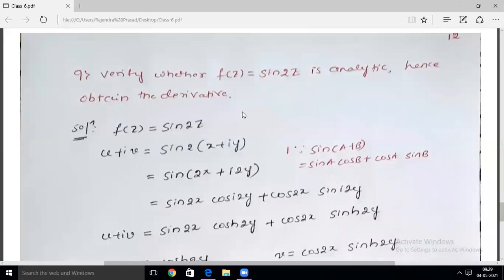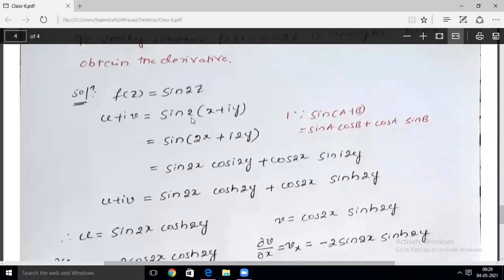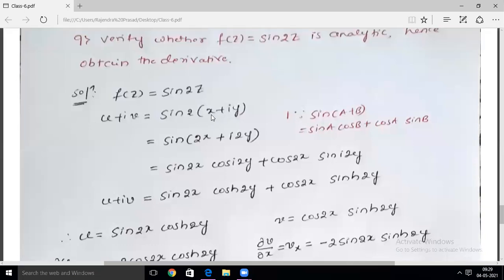First part, we have to verify the given function is analytic. To prove it is analytic, the CR equations must be satisfied. So we prefer the Cartesian form: sin 2 into, in place of z, substitute x plus iy, so sin of 2x plus i 2y. This is of the form sin of a plus b, and the formula is sin a cos b plus cos a sin b. In place of a we have 2x, in place of b we have i 2y.